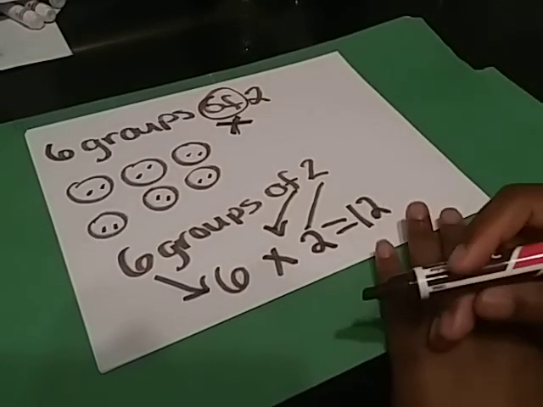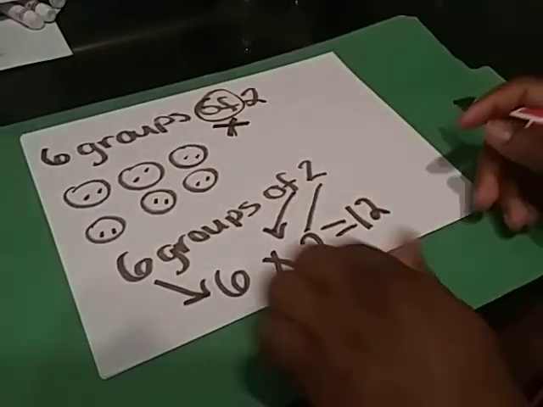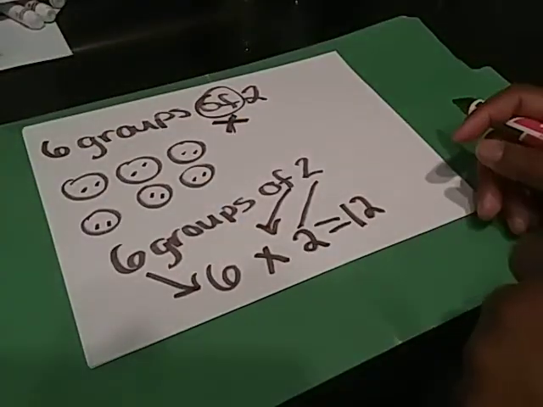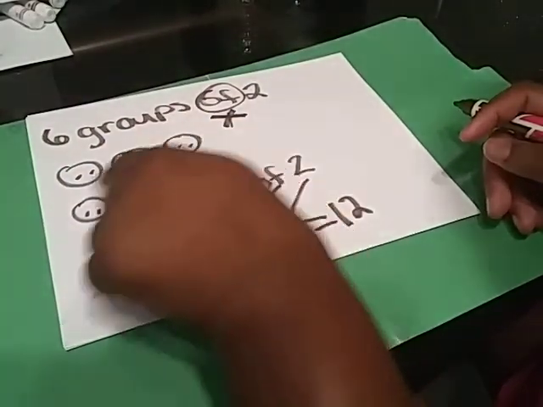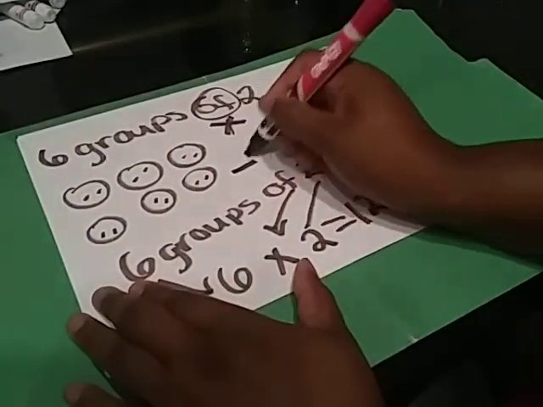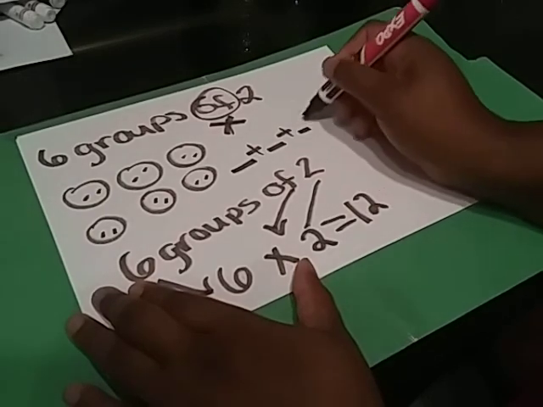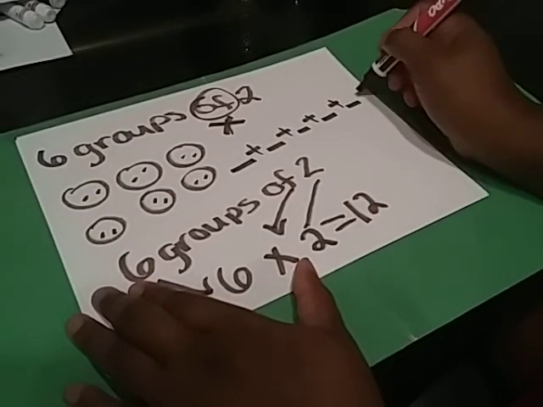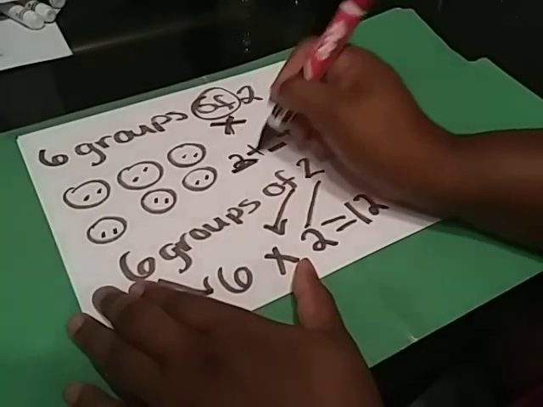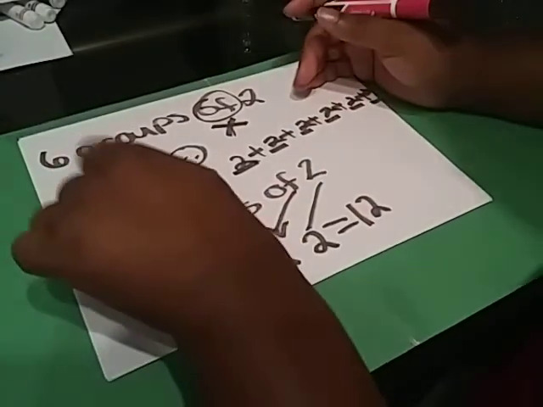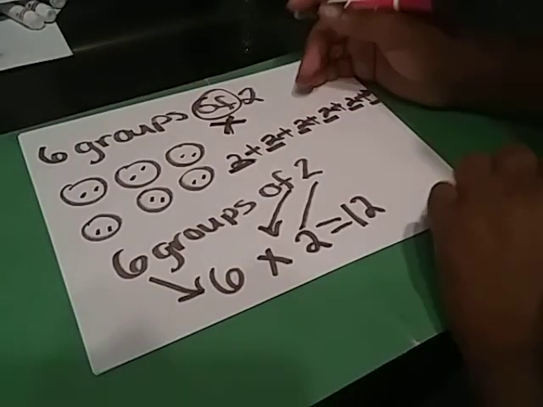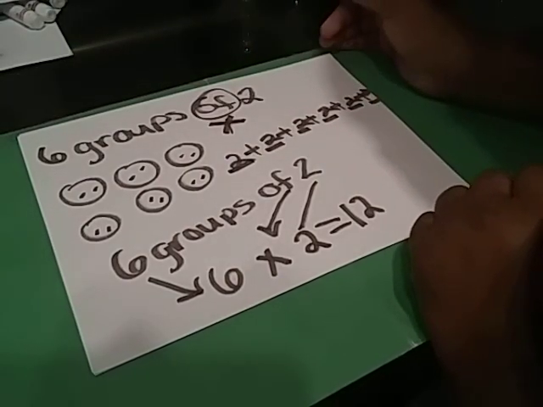Also, if I need to write a repeated addition, because 2 is being repeated 6 times, I see 2 6 times. I see 2 here, here, here, here, here, and here. So I'm going to write 2 6 times, and I should get the same thing. You're basically counting by 2s. Okay?